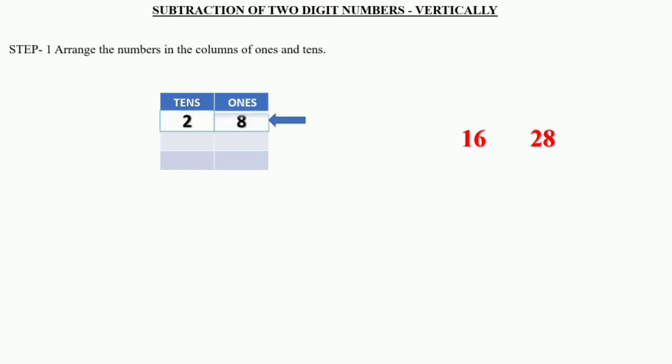Step 1. Arrange the numbers in columns of ones and tens. Remember one thing. In subtraction, greater number is always placed on the top, means at minuend's place. Now tell me, in 16 and 28, which is the greater number? Yes, it's 28. So write 2 at tens place and 8 at ones place. Now place the smaller number, that is 16, at subtrahend's place. 1 at tens place and 6 at ones place.